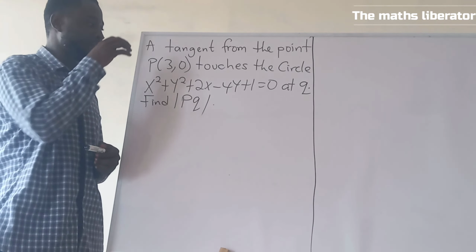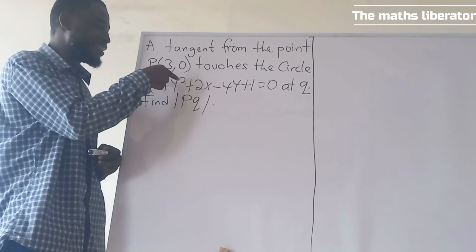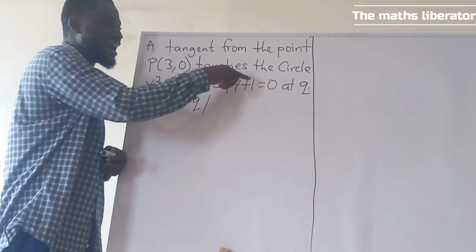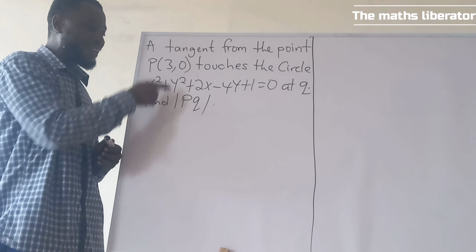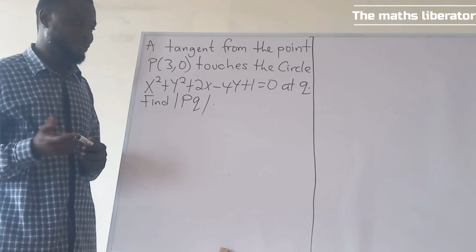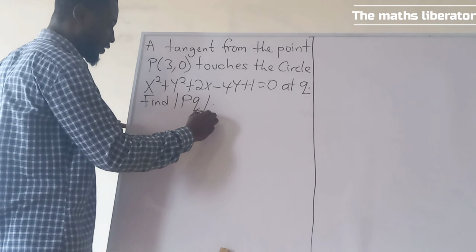A tangent from the point P(3, 0) touches the circle of this equation at Q. You have to find the length PQ. So let's do this. Solution.